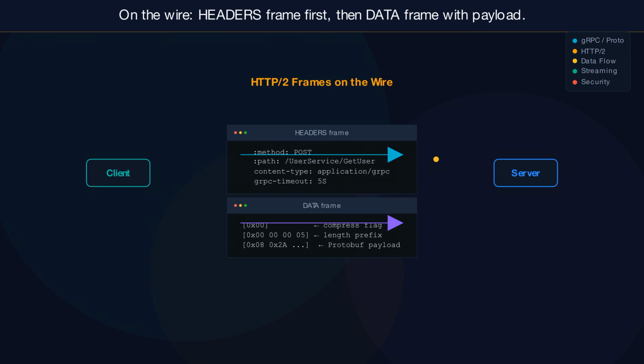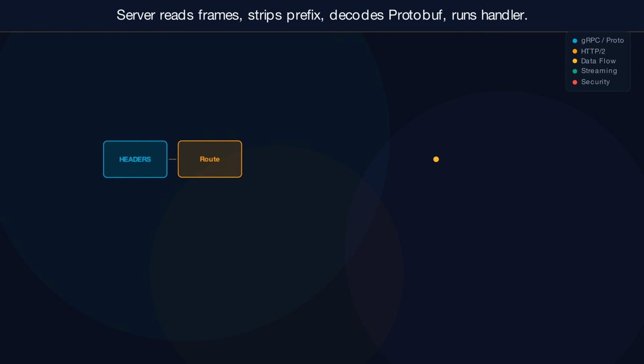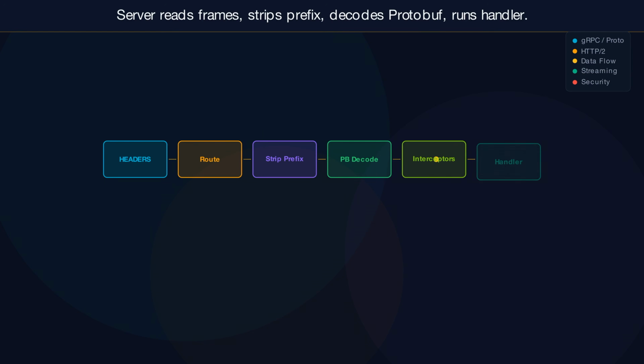The server reads the headers frame and routes to the right handler. It reads data frames, strips the 5-byte prefix, and protobuf decodes the payload into your typed request struct. Server interceptors run, auth validation, logging, rate limiting, before control ever reaches your handler function.